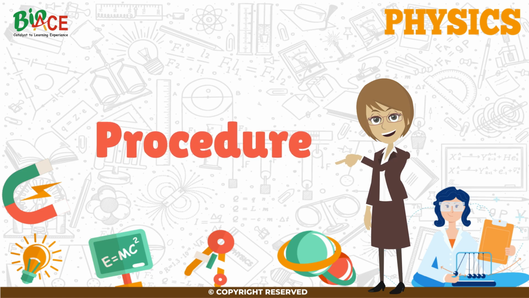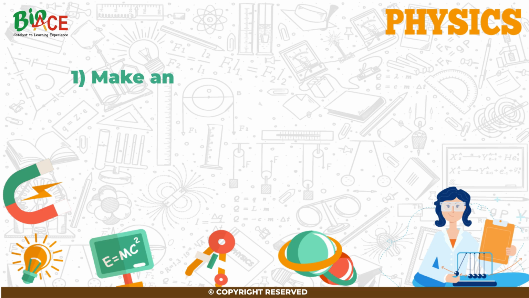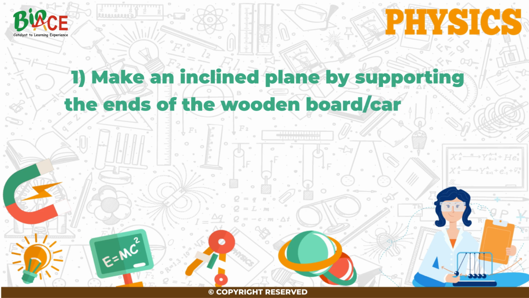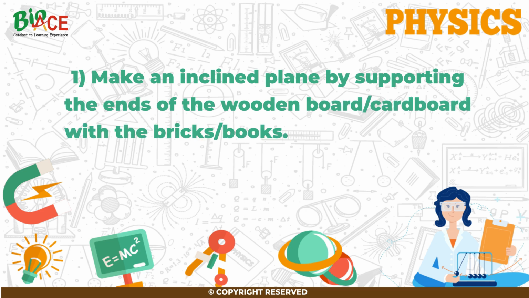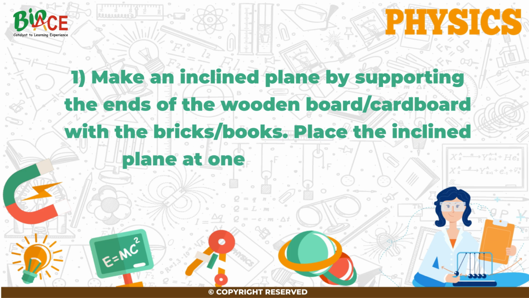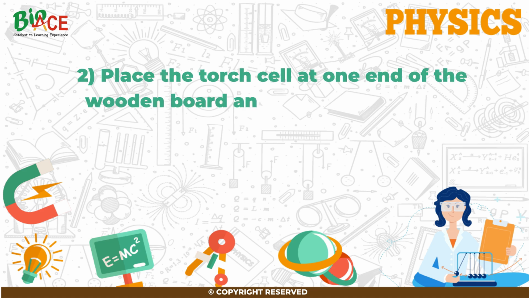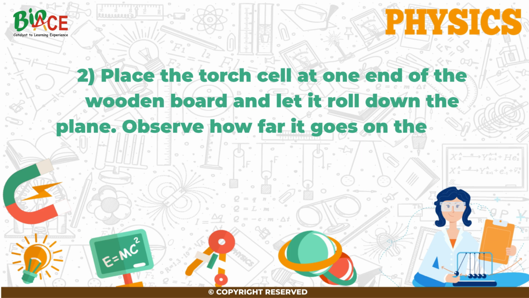Procedure. 1. Make an inclined plane by supporting the ends of the wooden board or cardboard with the bricks or books. Place the inclined plane at one end of the table. 2. Place the torch cell at one end of the wooden board and let it roll down the plane. Observe how far it goes on the table. Make a mark on the table where the cell stops.